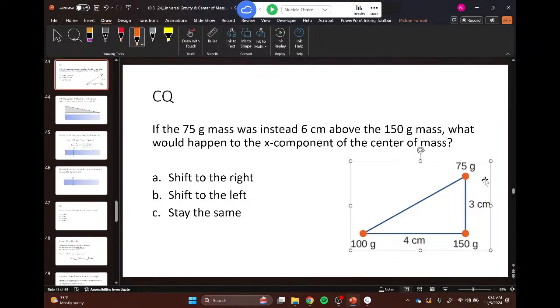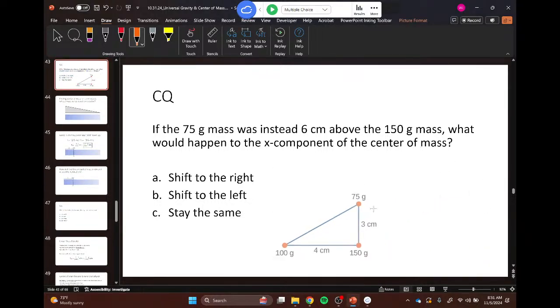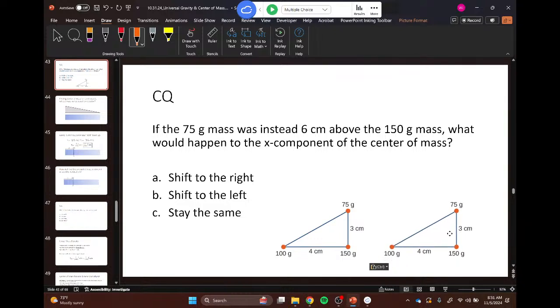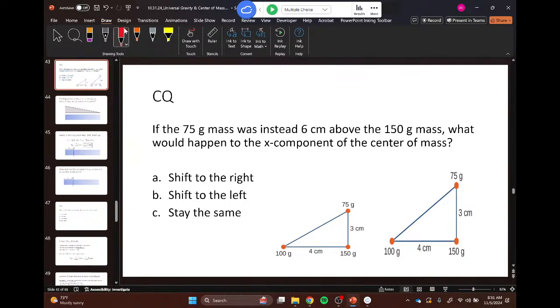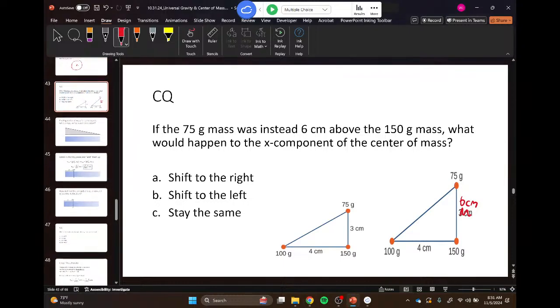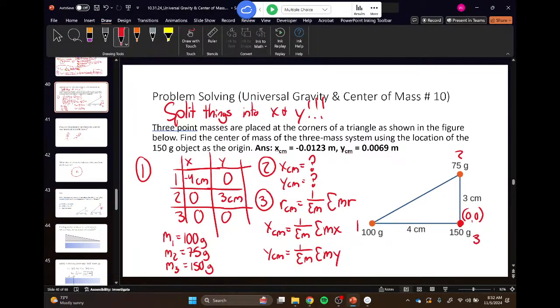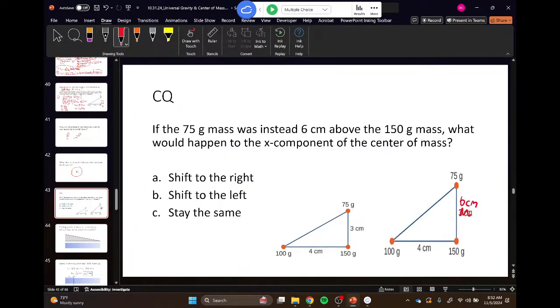Yeah, you could totally do all the math. That would be terrible. You could do the math for this problem and get the answer. Through the magic of copying the problem and stretching it, now it's 6 centimeters. So we actually found the center of mass of our old system. Our center of mass for this one was at negative 0.0123 and 0.069. So our center of mass was something like here. So where's my new center of mass? Something up here. Did it move left or right? No.